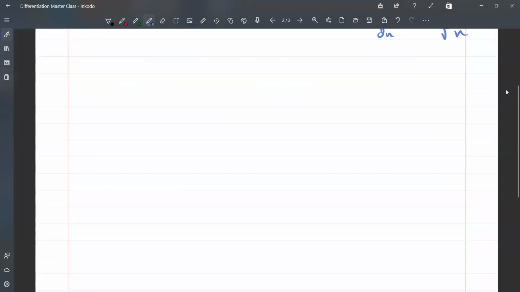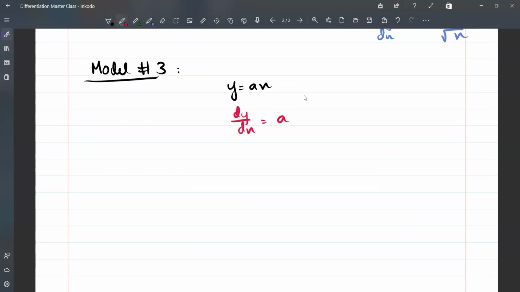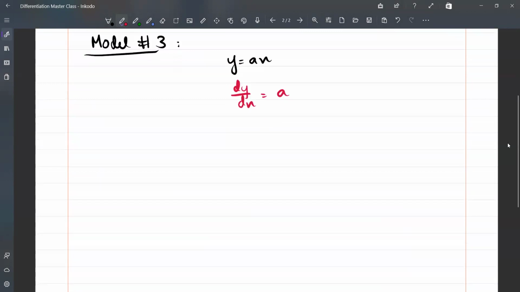Moving forward to model 3. Y is equal to ax. So dy over dx would simply be a. When y is equal to ax, dy over dx is what? A.